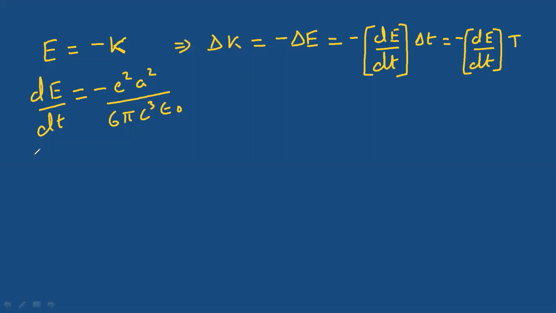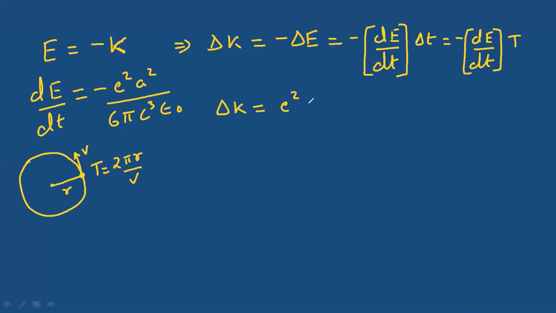Okay, so if I talk about the time period of revolution, what exactly would that be? You know that for one revolution, if the velocity is v and the radius is r, the time period is going to be 2 pi r over v, right? So let's plug in both the values. What I get is delta k is equal to, both the negative signs cancel out, E squared A squared by 6 pi c cube epsilon naught times 2 pi r by v.